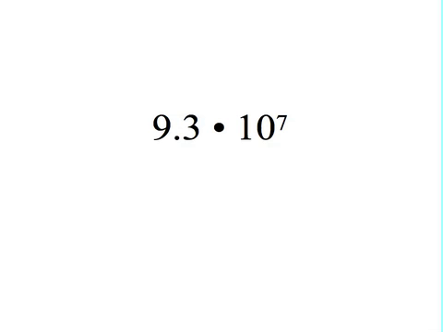The 9.3 is called the mantissa, and the 7 is called the characteristic. When we multiply it out, we get 93 million, which happens to be an approximation often used to represent the number of miles that the Earth is from the Sun.